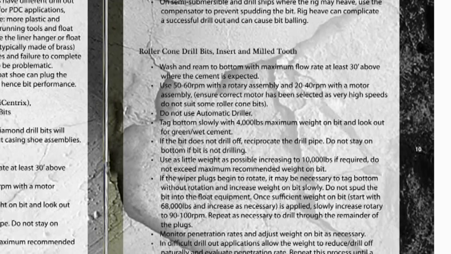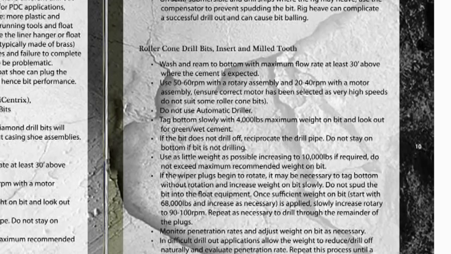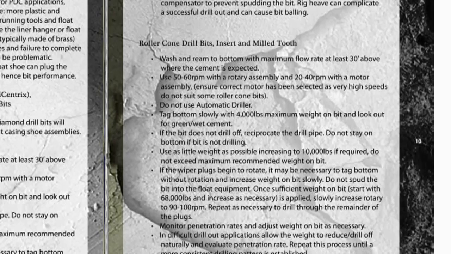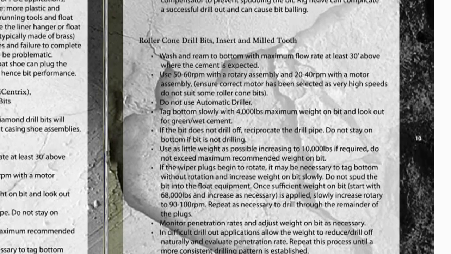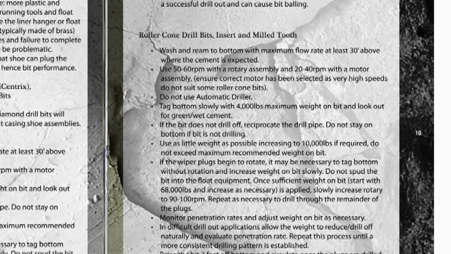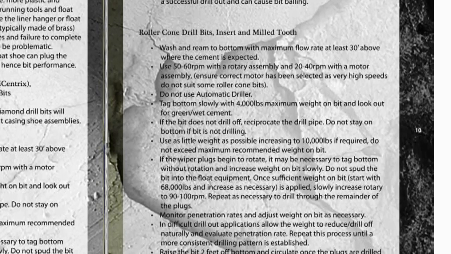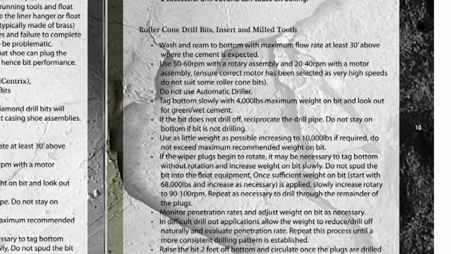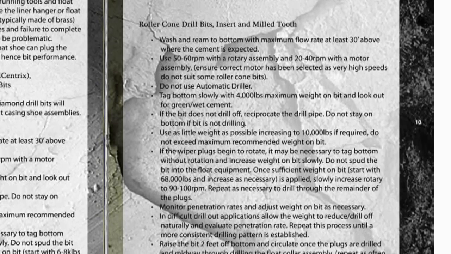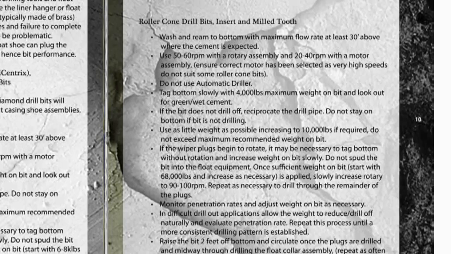Tag bottom slowly with 4,000 pounds maximum weight on bit and look out for green or wet cement. If the bit does not drill off, reciprocate the drill pipe. Do not stay on bottom if the bit is not drilling. Use as little weight as possible, increasing to 10,000 pounds if required. Do not exceed maximum recommended weight on bit.